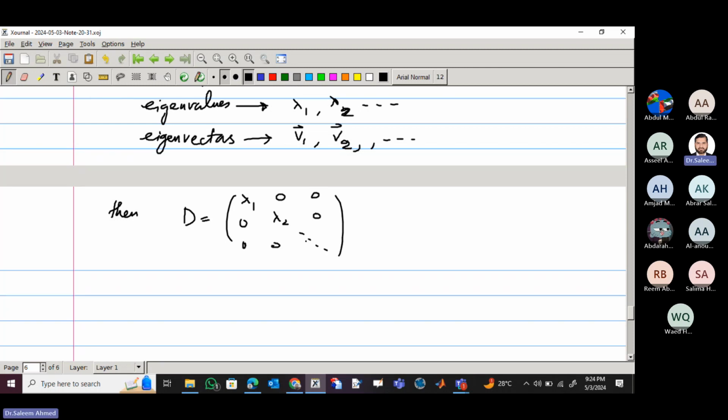Whatever, if it is 2 by 2, we'll stop here. 3 by 3, we'll stop here. 4 by 4, we'll stop here, right? And so on the diagonal, we have eigenvalues and off diagonal elements 0. That's why it's a diagonal matrix. Everything above and below is 0. And your matrix P is your first column is first eigenvector, second column is second eigenvector, third column is third eigenvector, and so on. That's how you write.